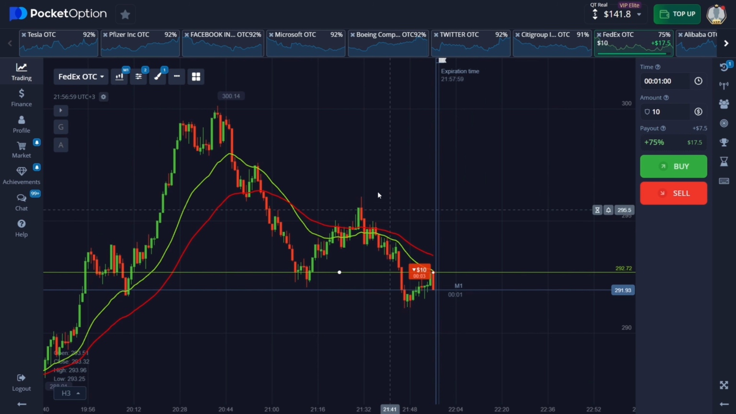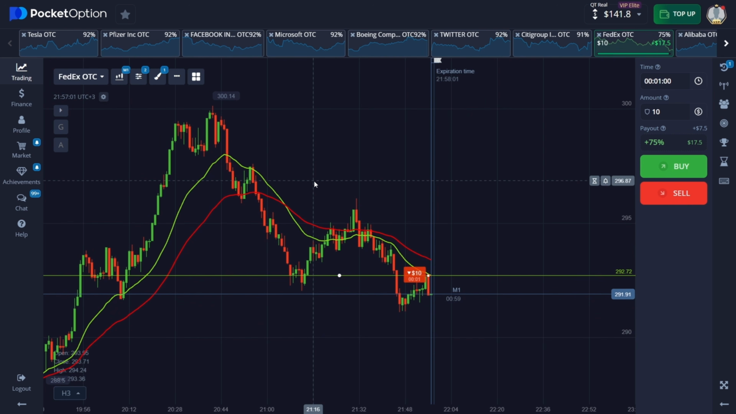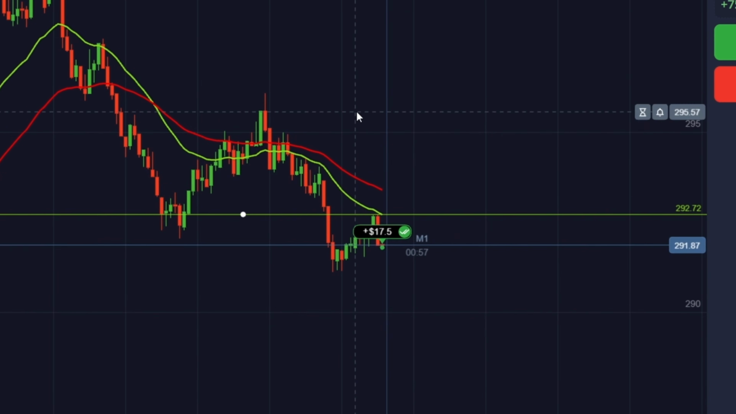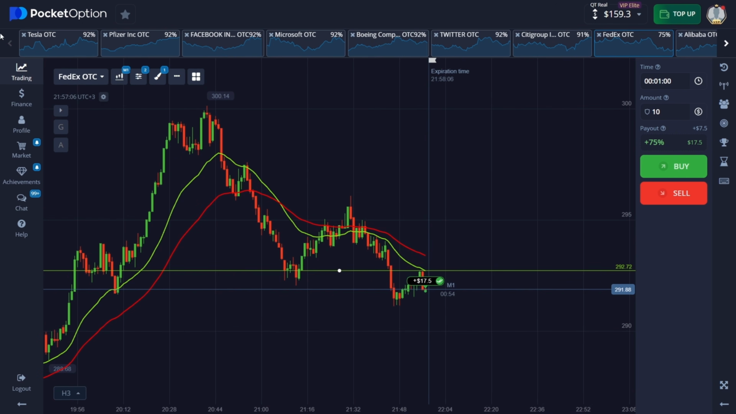There are only a few seconds left now, and it looks like a good win. Yes, we won it. So we have won another trade. Let's find more trades.